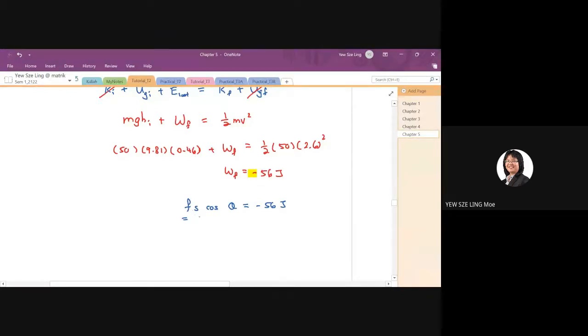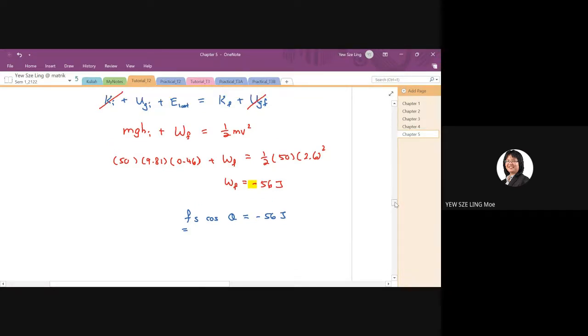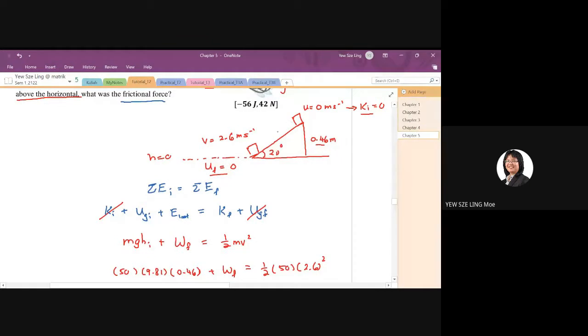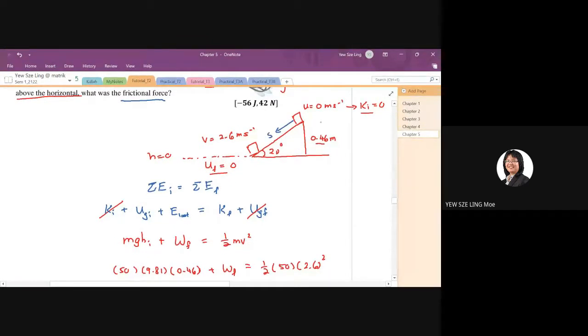But do we have the S and the angle? Then we have to go back to the question. Our object is sliding down the hill, so this is the direction of the S. Which means we need to calculate the displacement traveled by this object. How do we calculate the displacement traveled by this object? You look at the diagram.